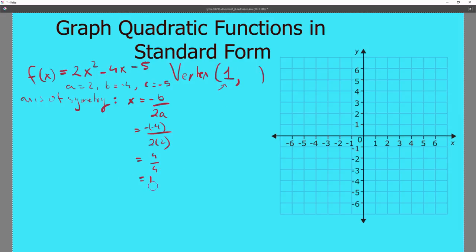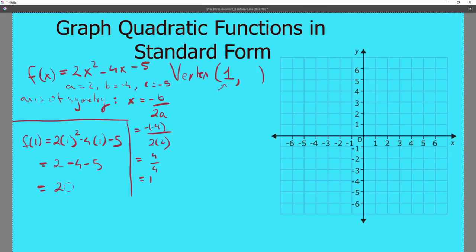Then, to find the y, I plug 1 in for x. So I find f of 1: 2 times 1 squared minus 4 times 1 minus 5. That gives me 2 minus 4 minus 5, which is negative 7. So that's my vertex: 1, negative 7.